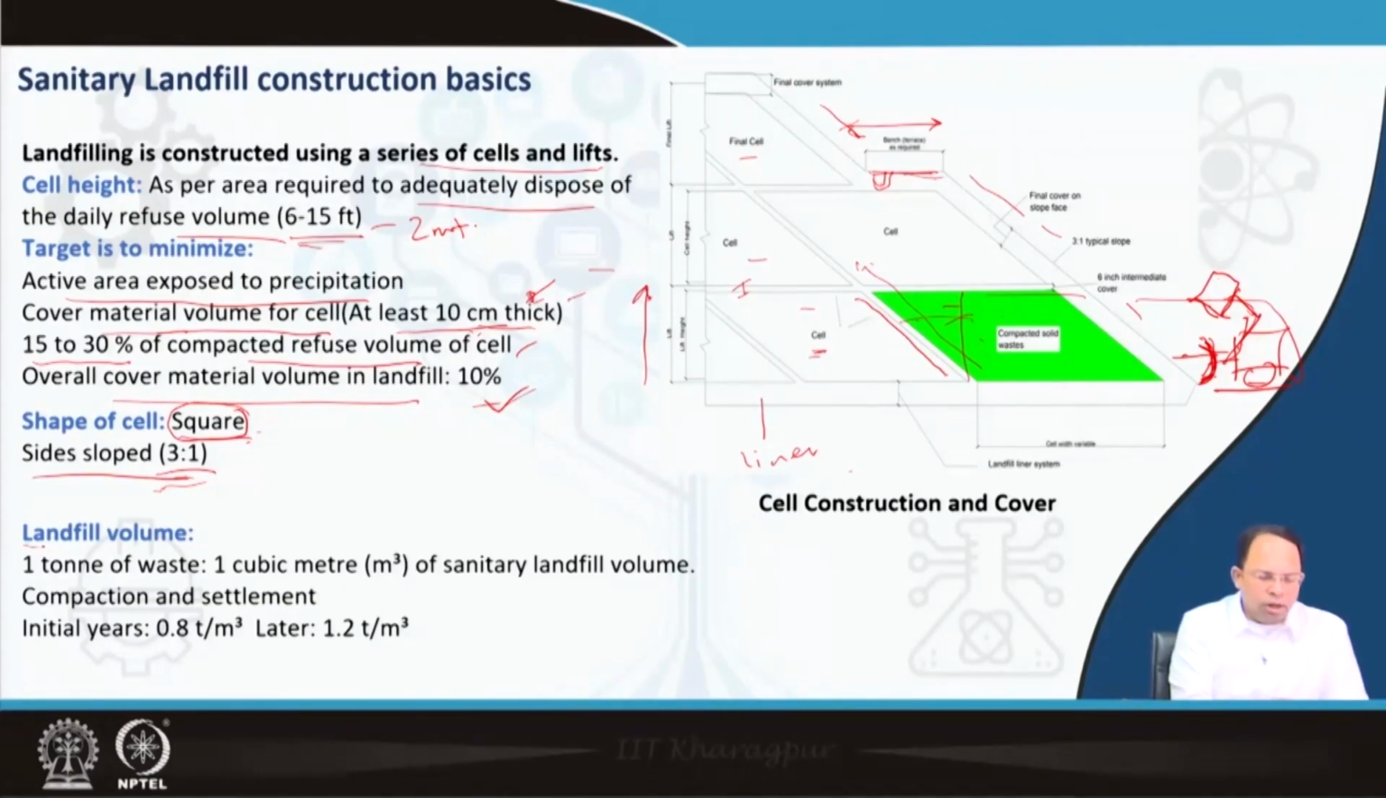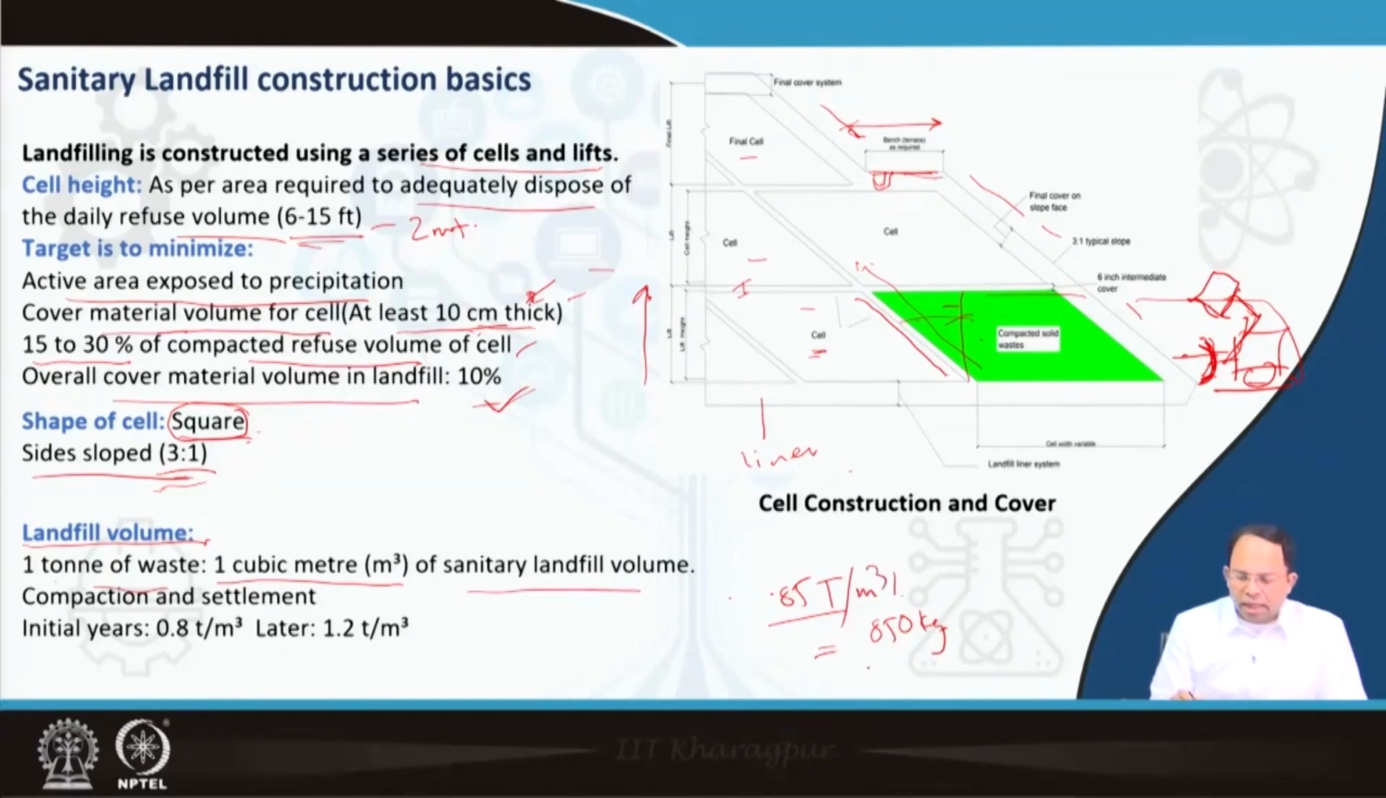So then, talking about landfill volume, 1 ton of waste that comes into the landfill roughly fills around 1 cubic meter of the typical sanitary landfill volume. Now, why 1 cubic meter? Because earlier we said the density of waste is around 0.85 tons per cubic meter. The density of waste is something around 0.85. So that means 1 cubic meter of waste will hold around 850 kilograms of waste, right? 0.85 tons per meter cube.